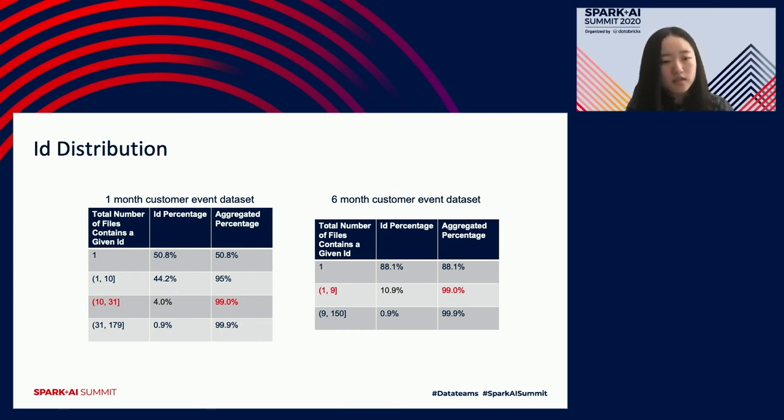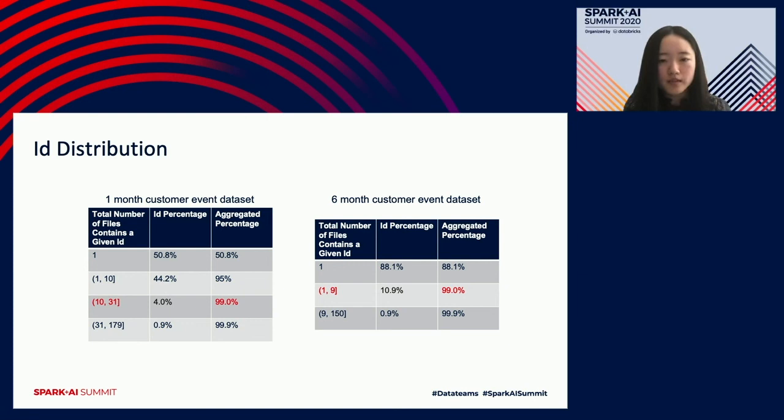So it turns out that the dataset we have in production does have very sparsely distributed IDs. For the one we are using for the test, 99% of the IDs appear in less than 31 files compared with the total number of files, which is more than 1700. This is less than 2%. So we do have enough space for Bloom filter to do file skipping.